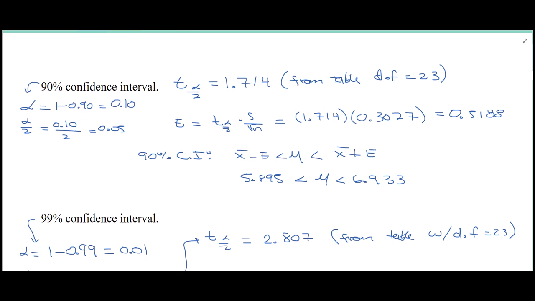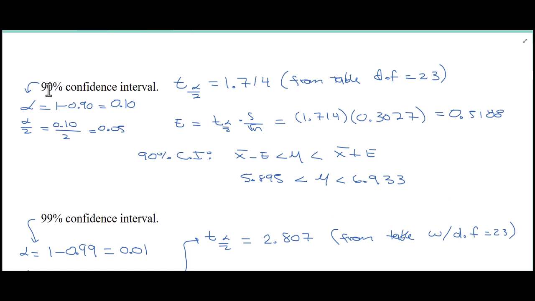Hey there, so this is part 2 of our video on confidence intervals for a single mean. In the last video I asked you to complete the 90% and 99% confidence intervals. I did the work here, and hopefully you can check your answer. The first thing is to identify your alpha.